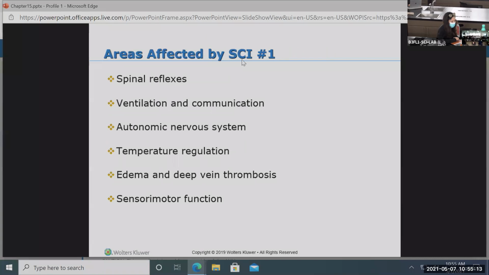Spinal reflexes become affected. Ventilation and communication become affected. The autonomic nervous system becomes affected, because the fibers of the autonomic nervous system come from the spinal cord. If you remember, the sympathetic fibers come from T1 to L2. That's why we call the sympathetic system thoracolumbar.